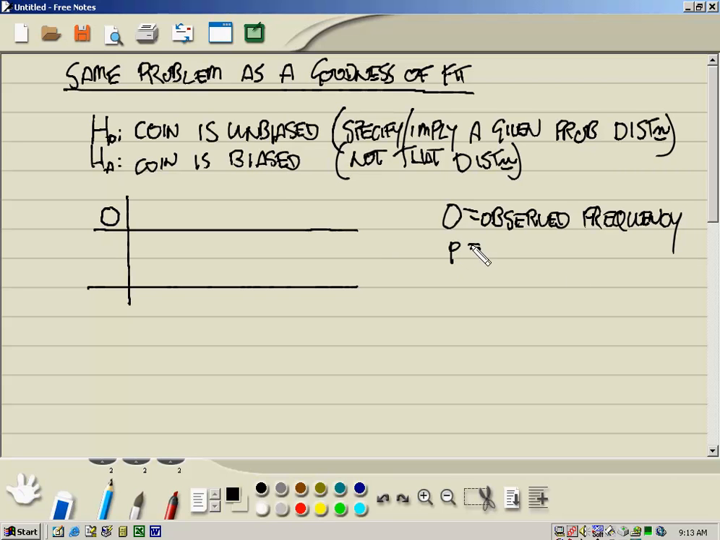And next, we're going to have a column, little p, for probabilities, basically from the null hypothesis, either specified or implied. And our third column, E, is going to be for the expected frequency or expected counts, and these expected values do not have to be whole numbers.